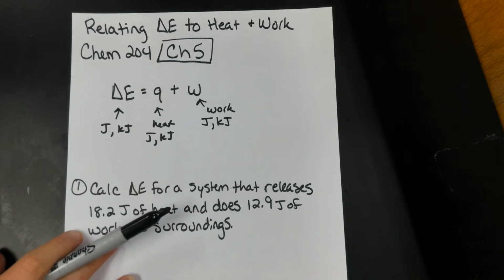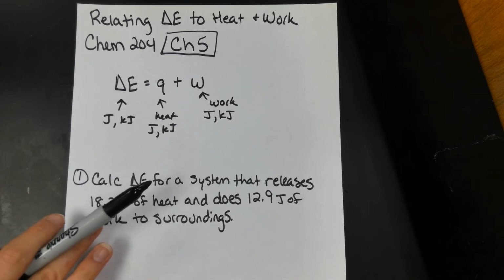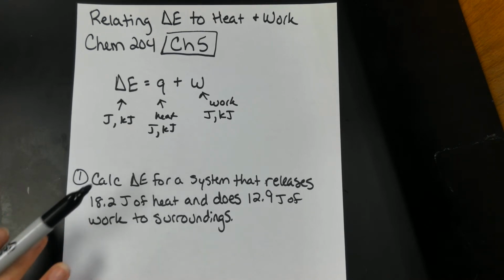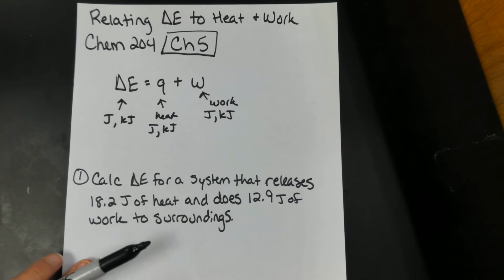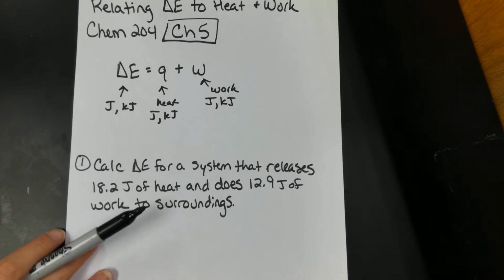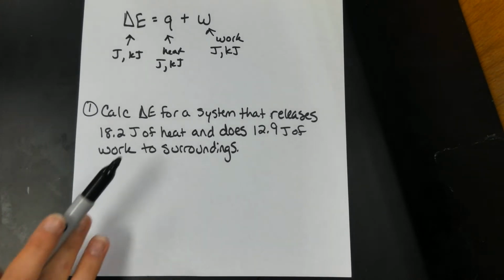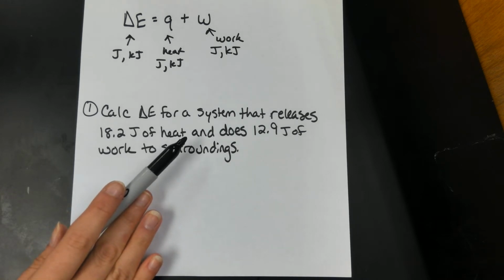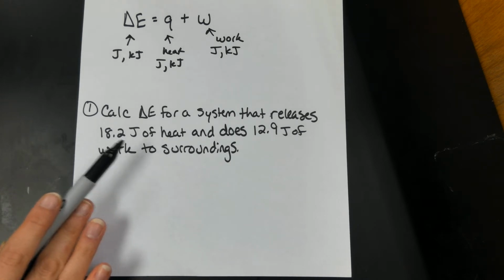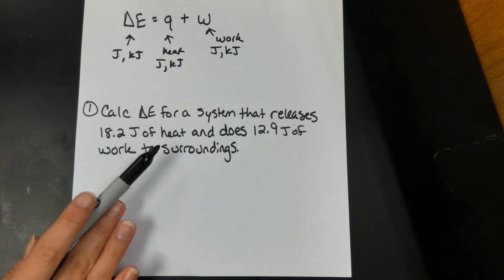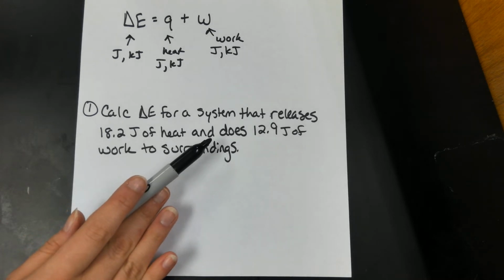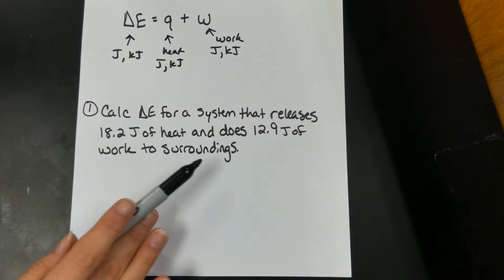So let's just go ahead and do a couple problems. I'm going to explain what the terminology means in these problems. There are 3 that I have prepared. So the first one says, why don't you calculate delta E for a system that releases 18.2 joules of heat and does 12.9 joules of work to the surroundings.